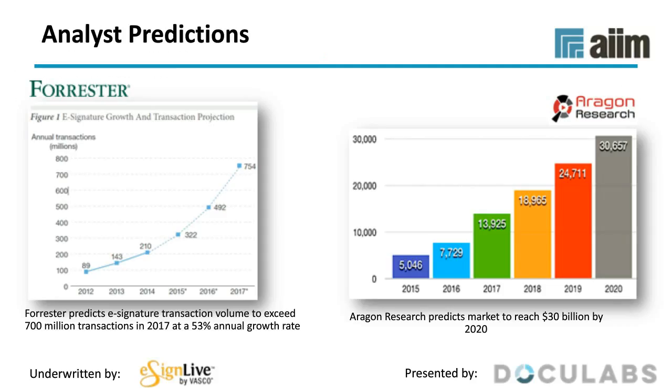So what are the analysts saying? The trend around e-signature adoption has actually been validated by leading industry analysts. On the left here, we see that according to a Forrester research report that was published last year, the use of e-signatures is expected to grow by 53% by next year. Aragon Research has similar forecasts, expecting the market to reach $30 billion by 2020. Big numbers, but personally, I think these predictions are probably more on the conservative side, since we're actually experiencing 3 times that growth rate among our own customer base.